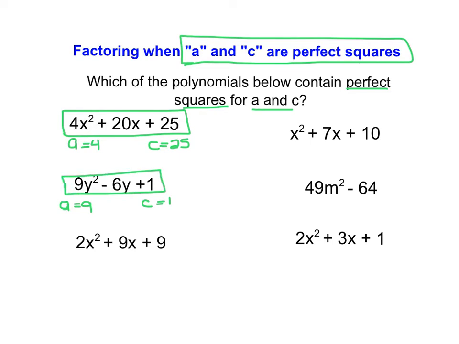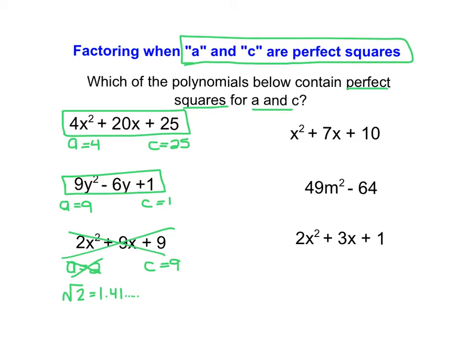For this next one down here, A is equal to 2 and C is equal to 9. Well, 9 is in fact a perfect square and can be square rooted easily, but the square root of 2 is a decimal. It's about 1.41 and then it keeps going. Because of that, A is not a perfect square, and as a result, this strategy will not work for that expression.